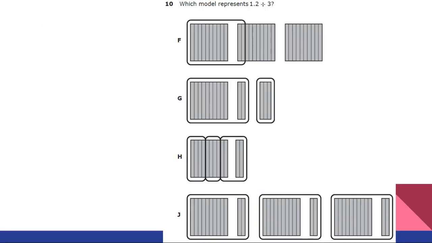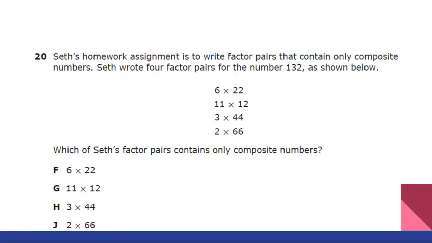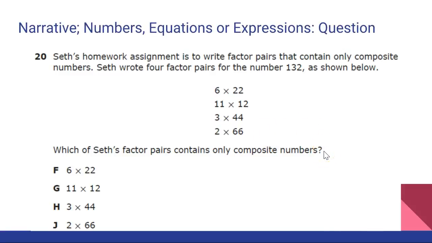So if we're looking just at number 10, we would just look at which model represents 1 2/10 divided by 3. We're not looking at the answer choices. So what type of problem would this be? The format would be a question. We only have a question. Look at number 20. Number 20 has a narrative. Then we have some expressions, and then we have a question. So this is a narrative, numbers, equations, or expressions, and then a question.